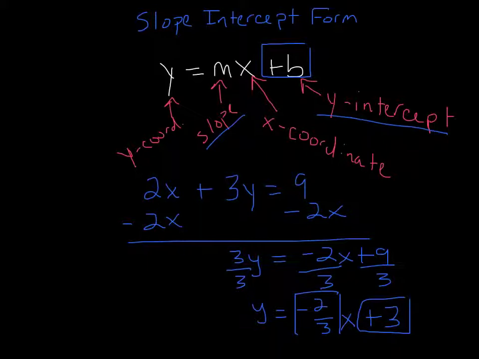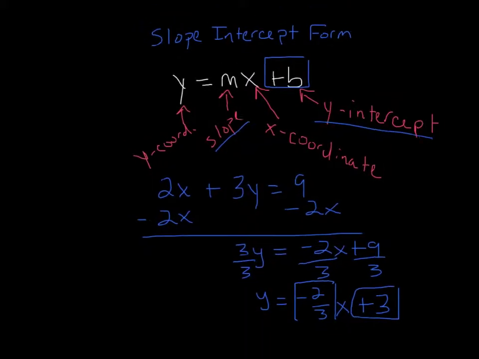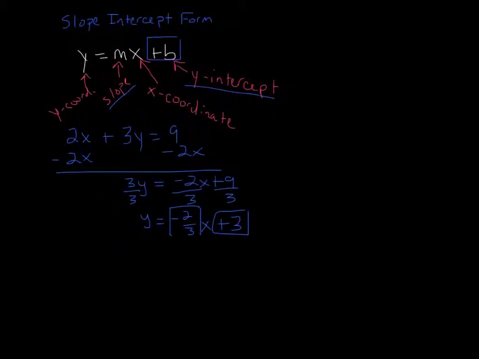So that's one thing that you'll do. Also, the main reason that you would use slope-intercept form is if you were given a couple of points, or you were given the slope of a line and an intercept. That's why you would go straight to slope-intercept form. So let's take a look at this really quick.